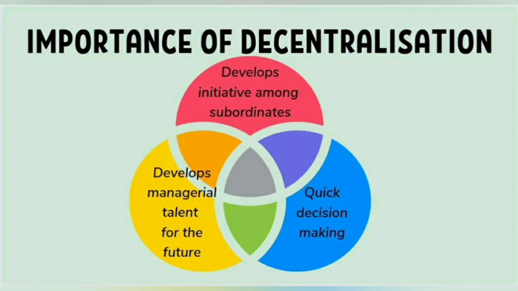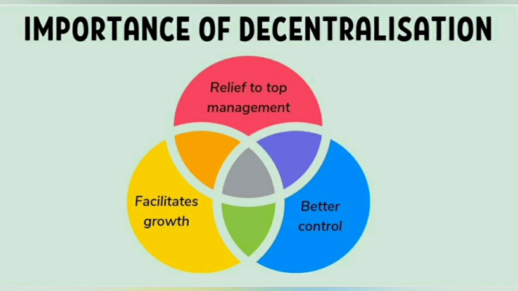Importance of decentralization. When authority is delegated, subordinates can take steps on any issue in their part, and this will result in their development for the future. Decisions can be made quickly and effectively. It is a relief to top management as they need not stress on each and every single issue in the organization. It is an opportunity given to subordinates for growth and better control in the organization.